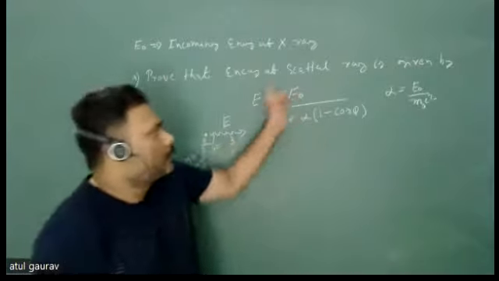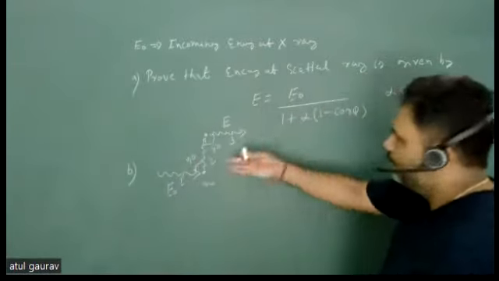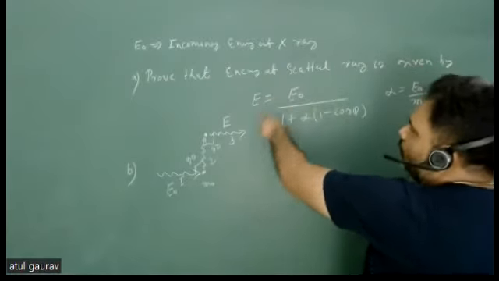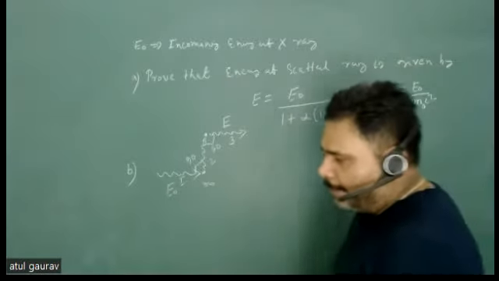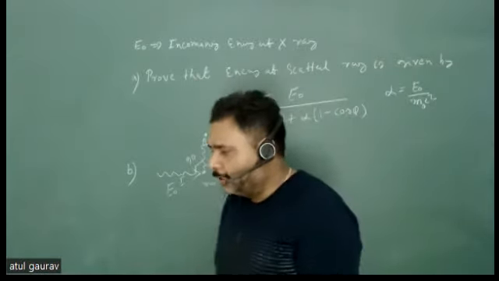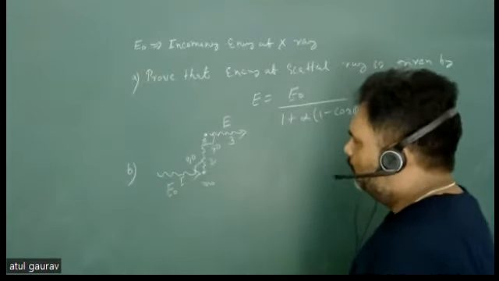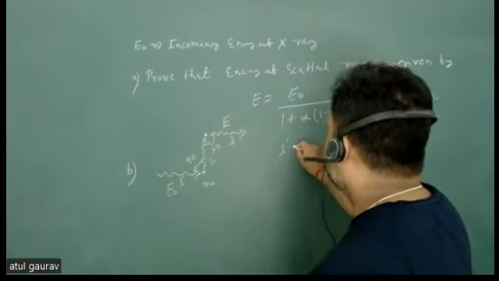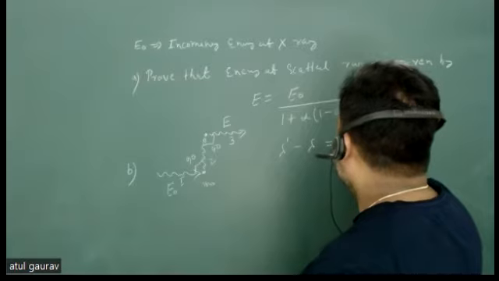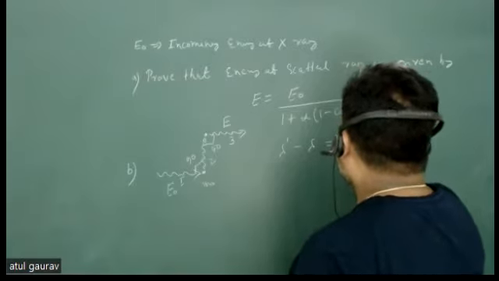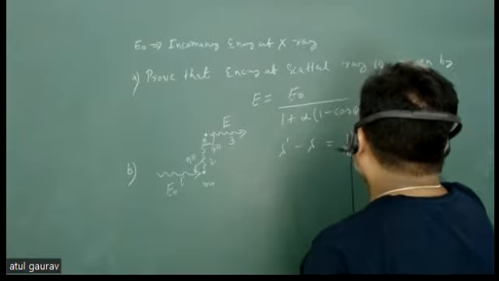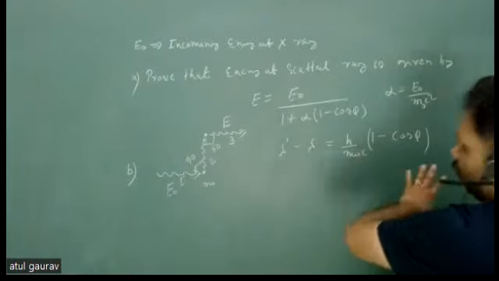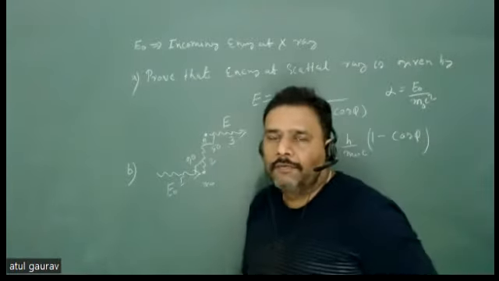Let us first go to this problem. Until we derive it, it is very difficult to do this. So in the general case, we will derive it and we can use it as a formula. You can very easily use it as a formula. It's very interesting. We have lambda dash minus lambda equals h upon m naught c times 1 minus cos phi. This is my mother equation. Every question will start from there. Don't worry.